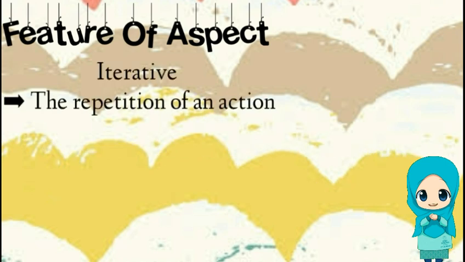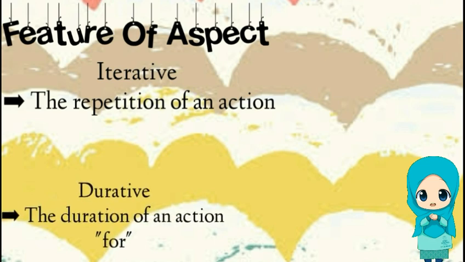The second aspect is iterative. Iterative is the repetition of an action, or as we know in the present tense, because the present tense describes our habits or habitual actions. And next is durative. Durative is the duration of an action. We can see it in the perfect tense using for. For example, I have learned English for 2 years. For this sentence, the duration of when I learned English is 2 years.